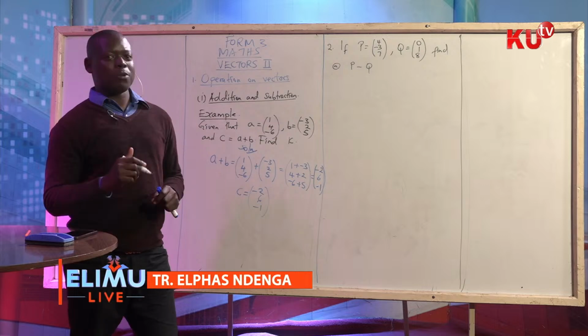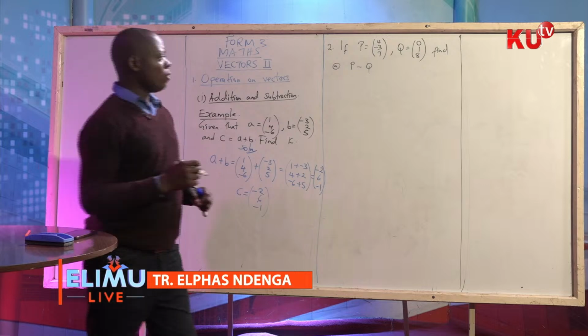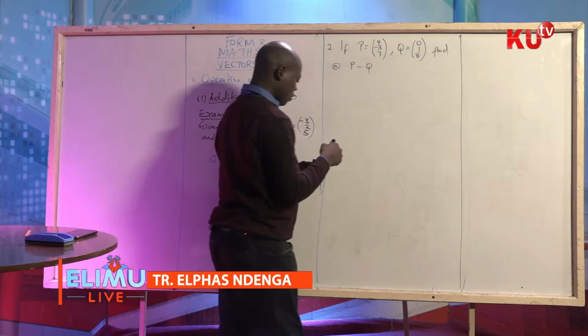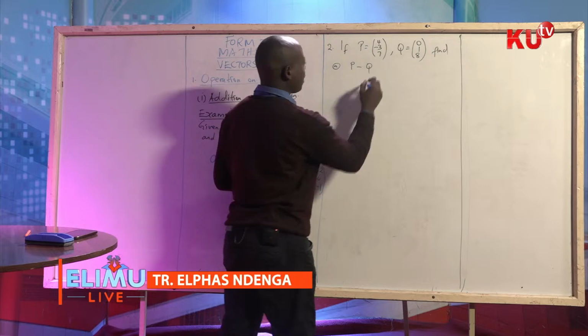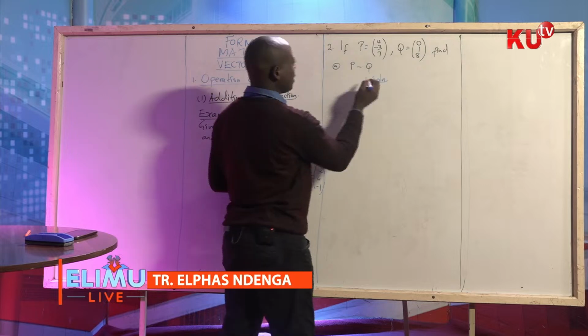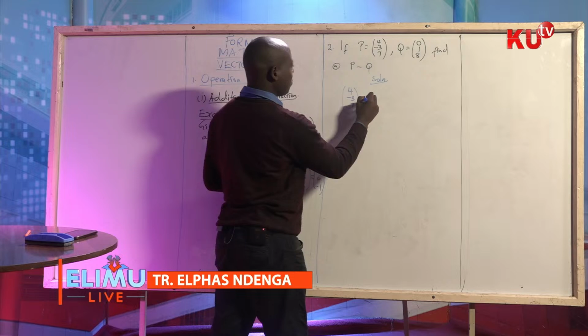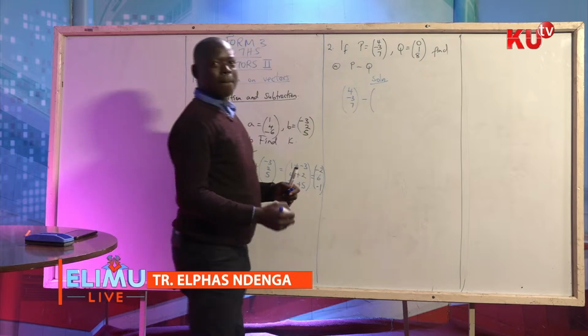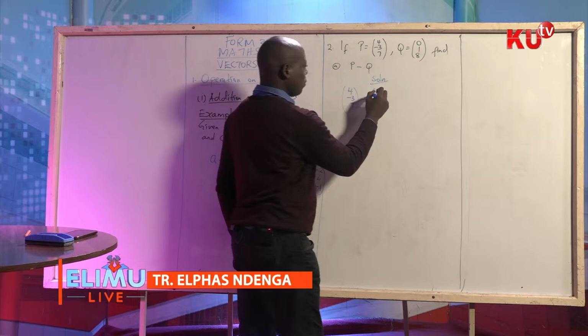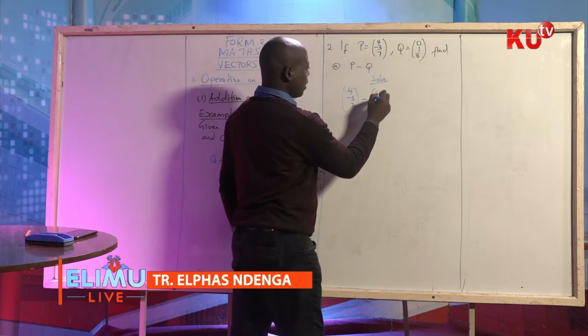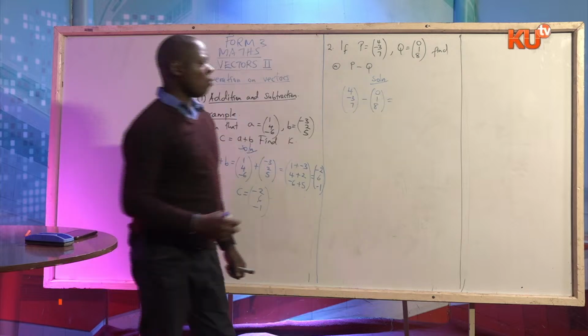Right. What do we do? Good. We do the arrangement of the vectors. And then highlight P is 4, negative 3, 7. And then subtract. What is Q, students? Right. Q is 0, 1, and 8.